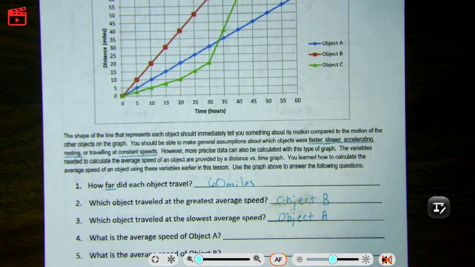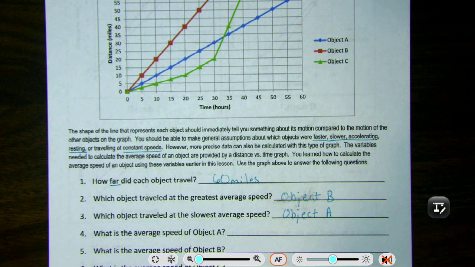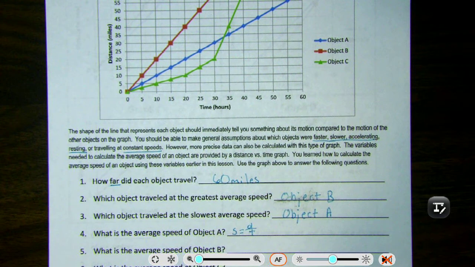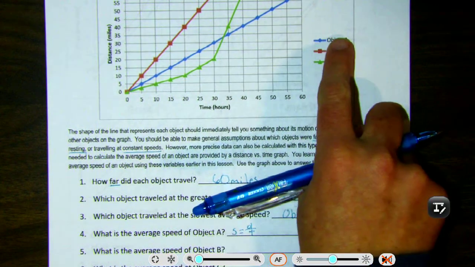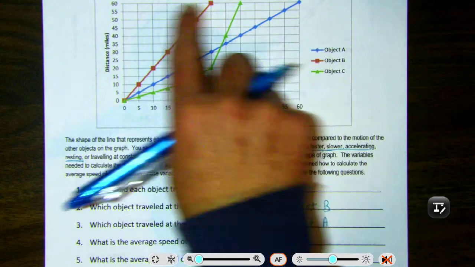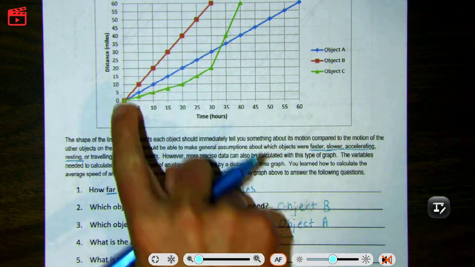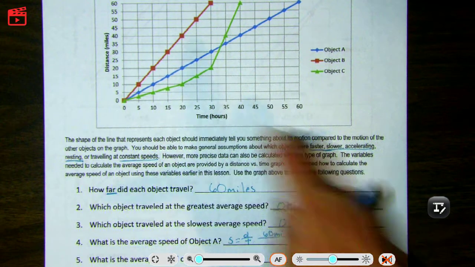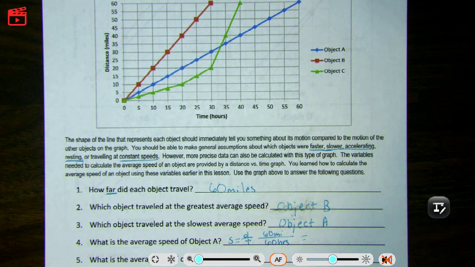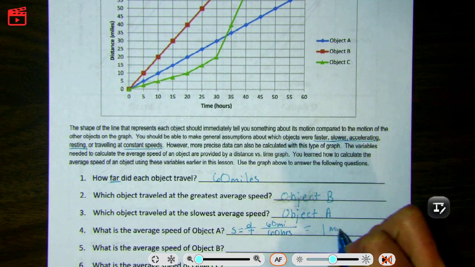All right, number 4, what is the average speed of object A? Well, how do we solve for speed? S equals D over T, right? So object A is the blue line. So what is the total distance it went? 60 miles over, and how much time did it take? 60 hours. So that would end up equaling 60 divided by 60 would be 1 mile per hour.